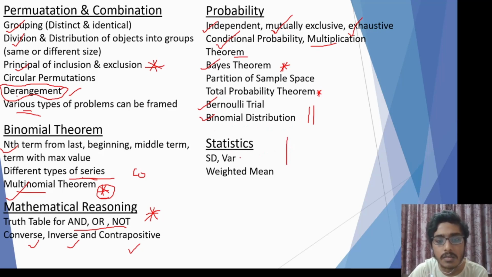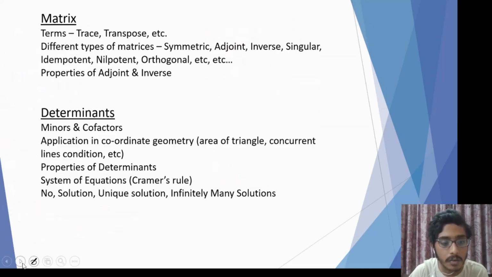Statistics, as I said earlier, only standard deviation and variance they will ask, for both the continuous frequency distribution as well as for the discrete frequency distributions, right? And weighted mean is again one important thing that is asked in WebG. Generally, it's not asked in JEE, but in WebG they ask questions from weighted mean. Okay, now let's move to matrix.